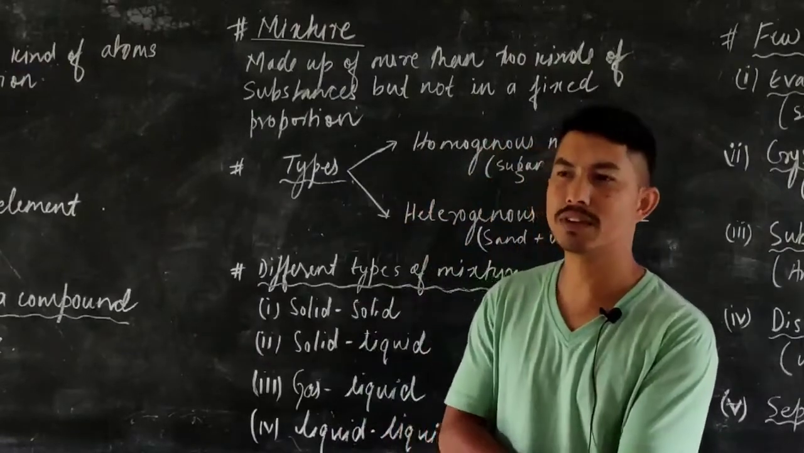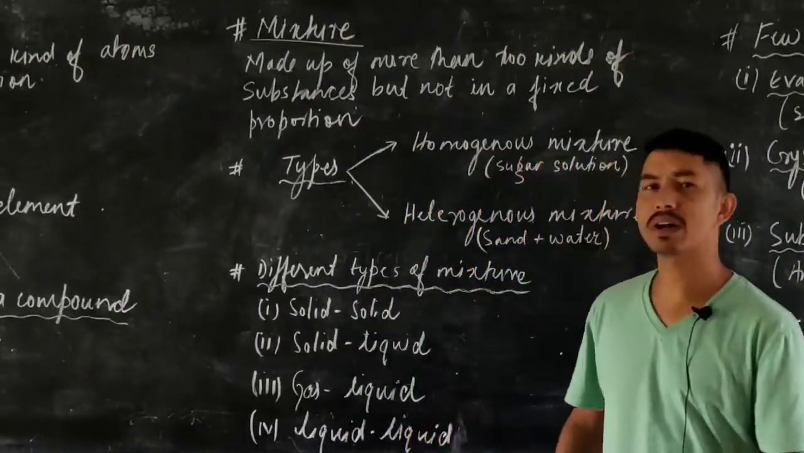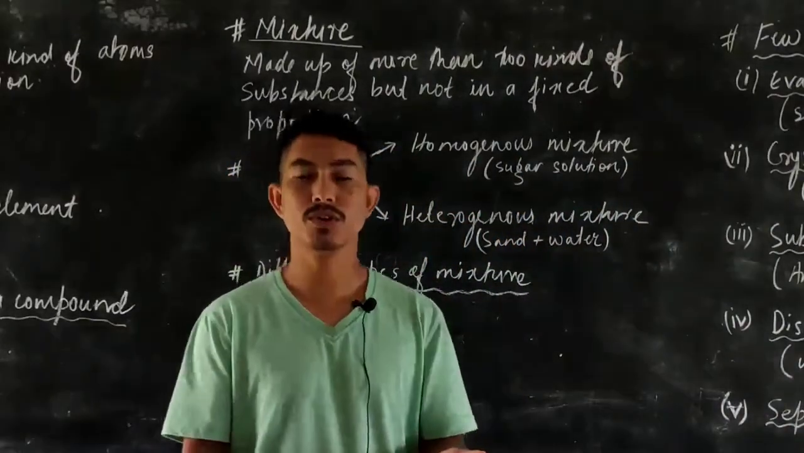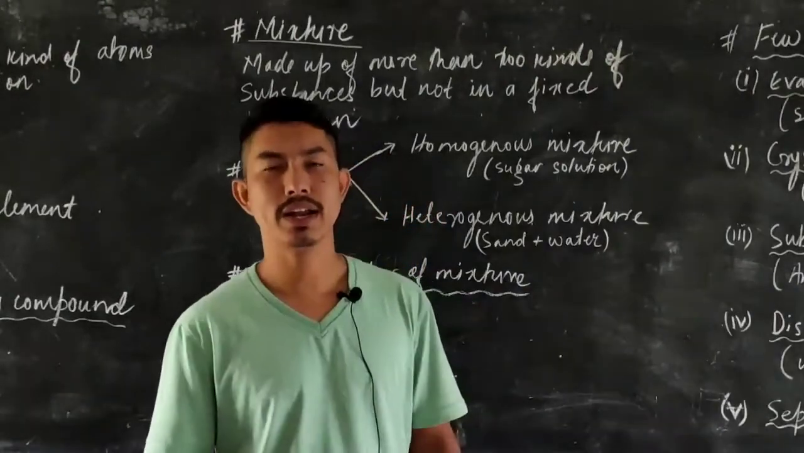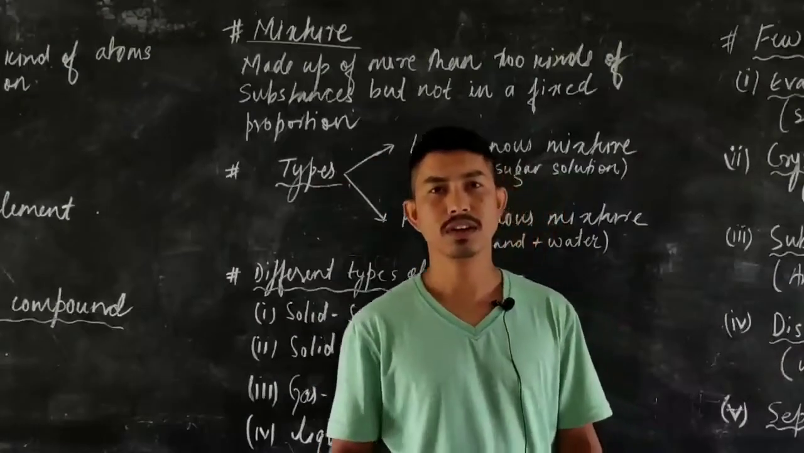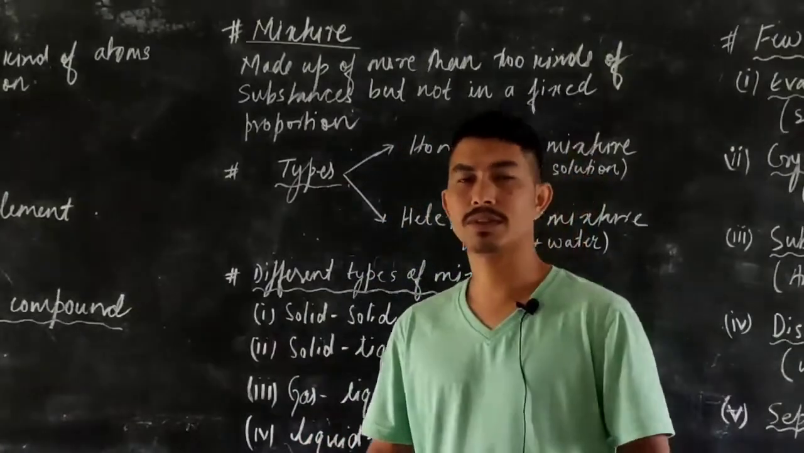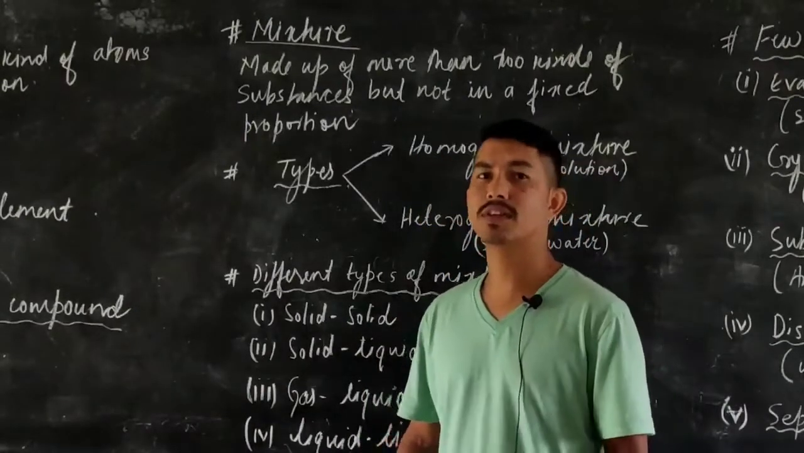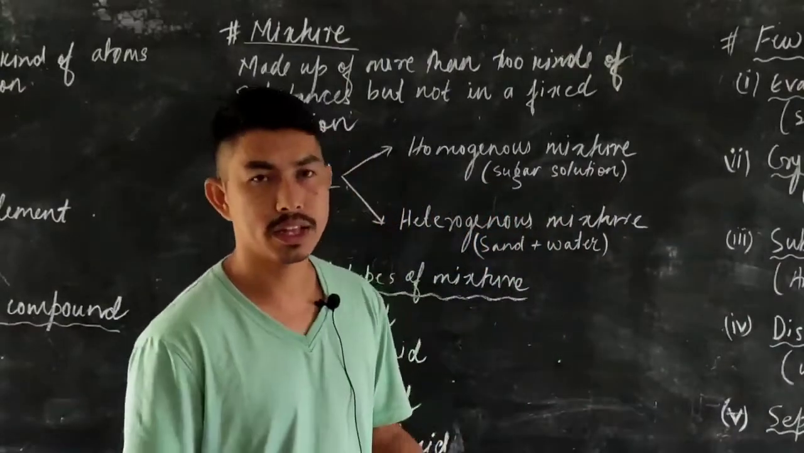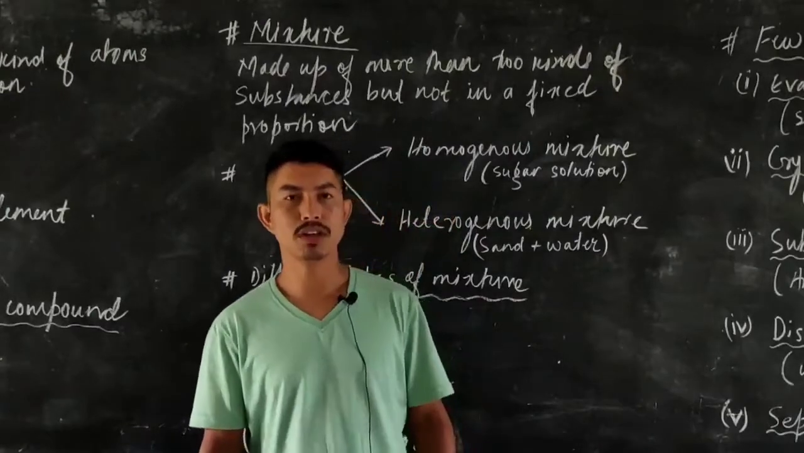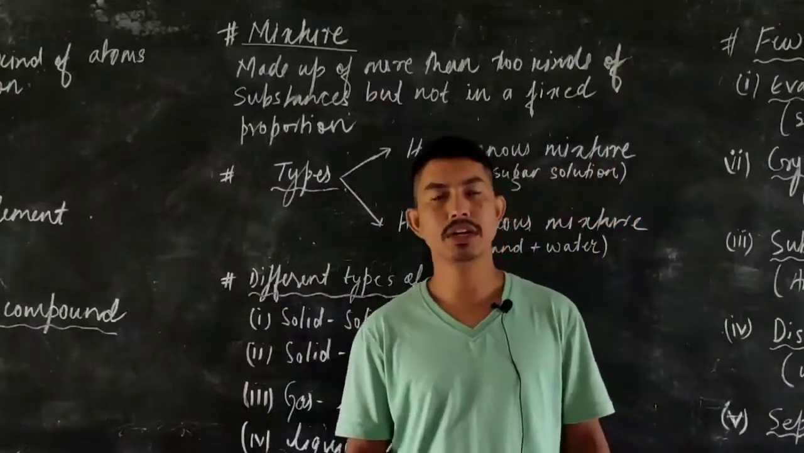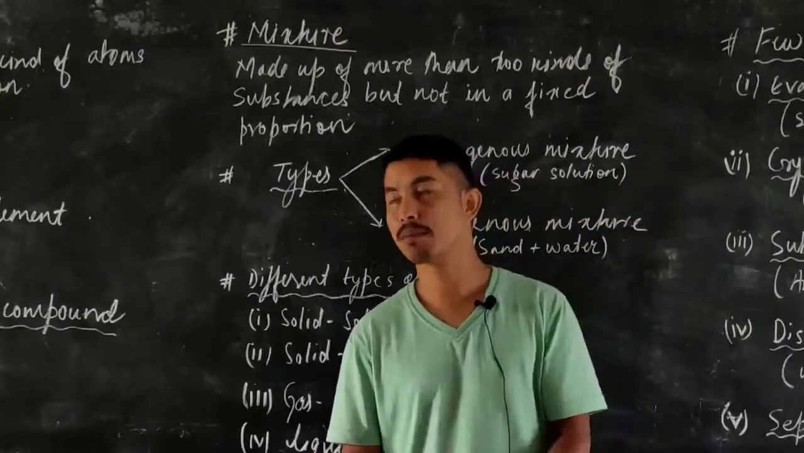A mixture is nothing great. A mixture is simply the mixing of more than one kind of substance, but not in a fixed proportion. Whenever you make a mixture, you can add the desired amount of each substance. So a mixture is made up of more than one kind of substance, and these substances are not necessarily mixed in a fixed proportion. Whatever amount you want, you can add, and the substance you obtain is known as a mixture. Usually in a mixture, the elements retain their original properties.